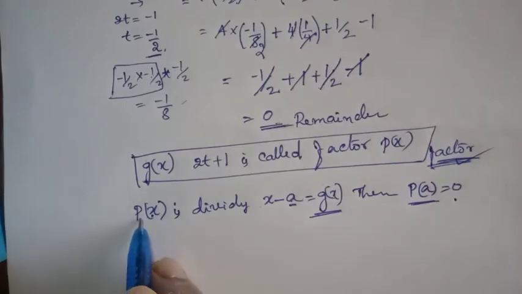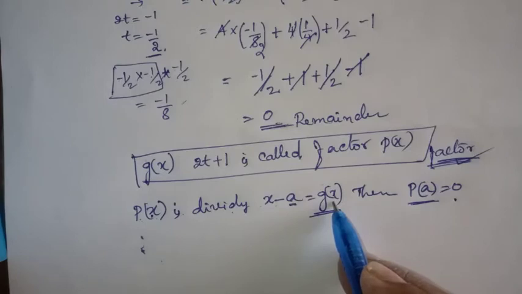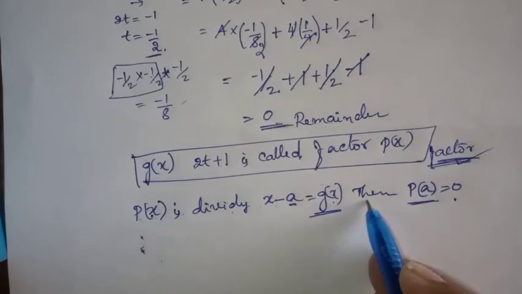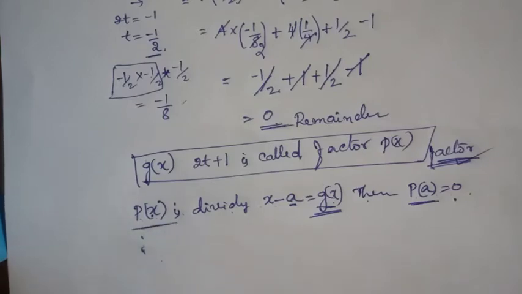Okay, important. p of x is divided by x minus a. x minus a means it's g of x, the divisor. Then p of a is equal to 0. We call this g of x a factor of the given polynomial.